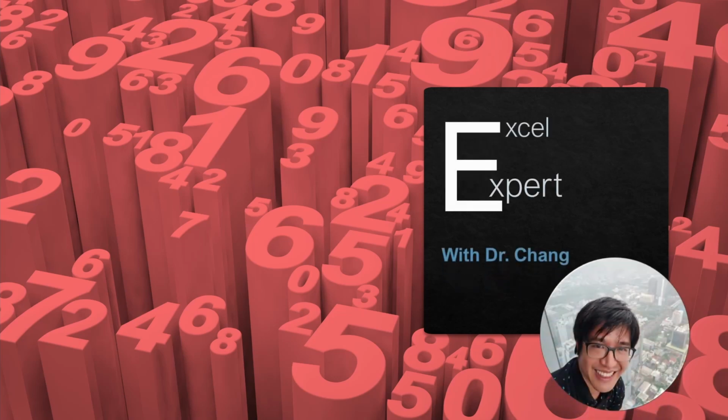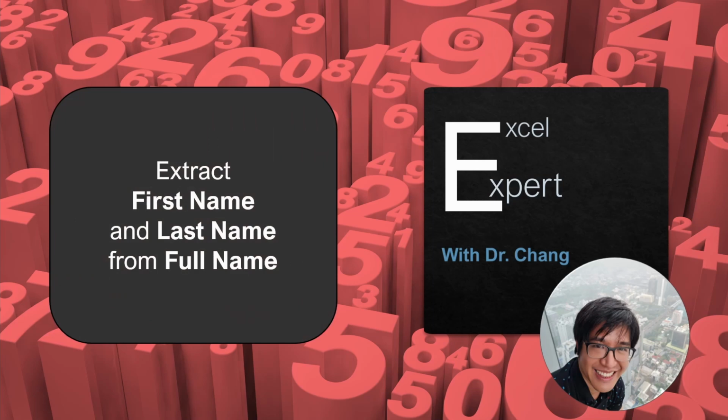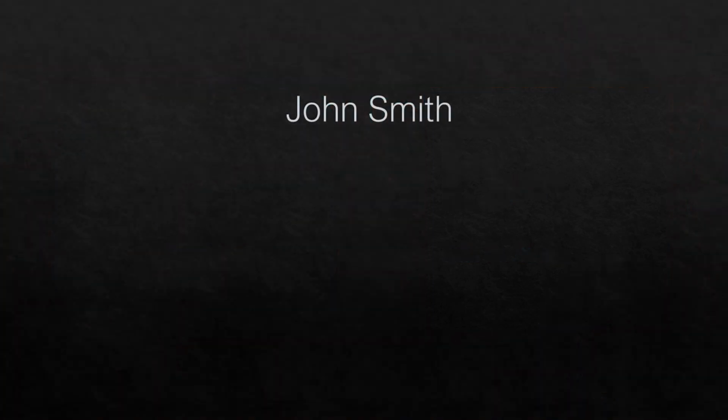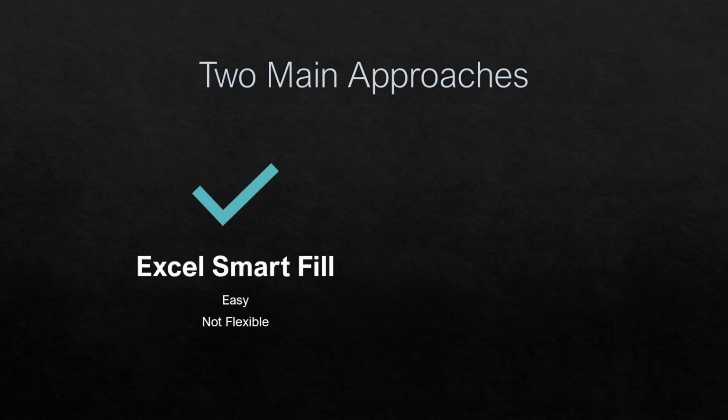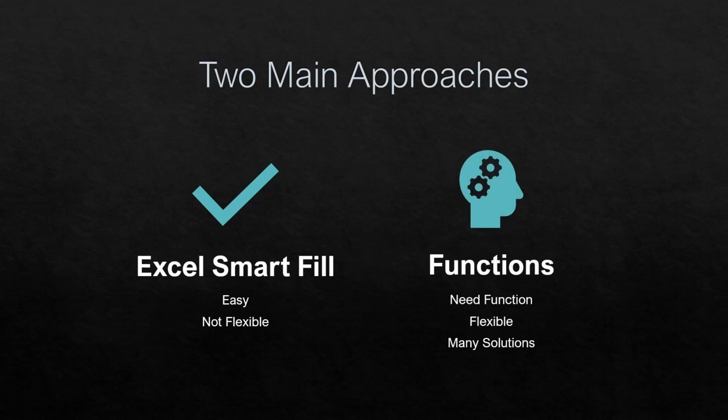For today's episode, we are going to explore how we can extract the first name and last name from a cell that contains the full name in Excel. To accomplish this, we have two approaches that we can utilize. The first approach is to use Excel Smart Fields, which is easy but not flexible when the data changes. The second approach is to use functions, which is a little bit more difficult as you need to use functions and calculation, but it is a little bit more flexible.